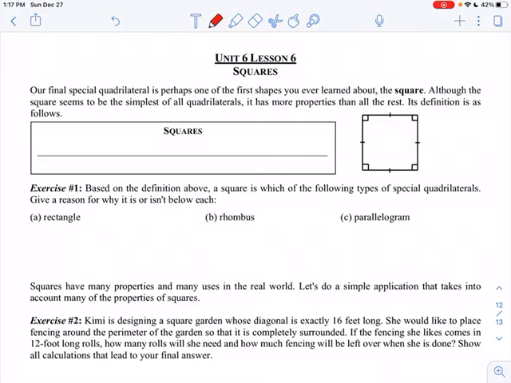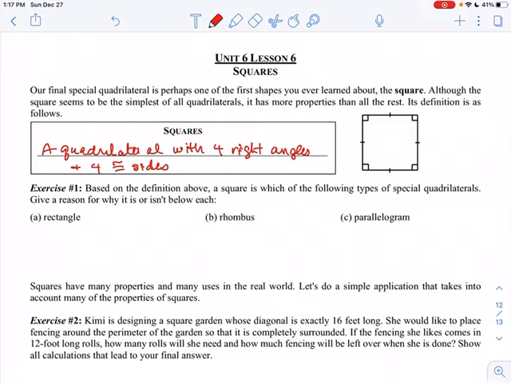A square is a quadrilateral with 4 right angles and 4 congruent sides. So basically it's like if you combined a rhombus with the 4 congruent sides and a rectangle with the 4 right angles, you would have a square.